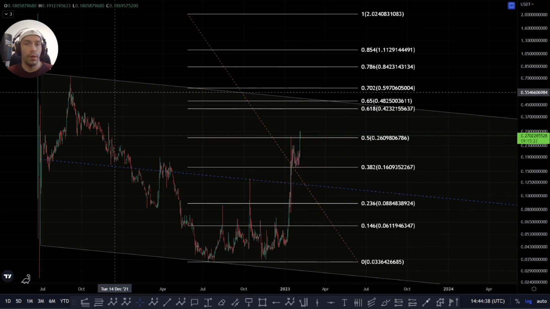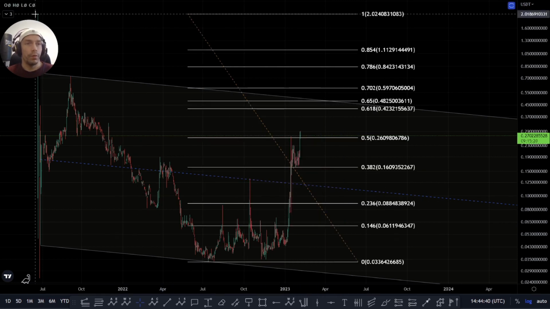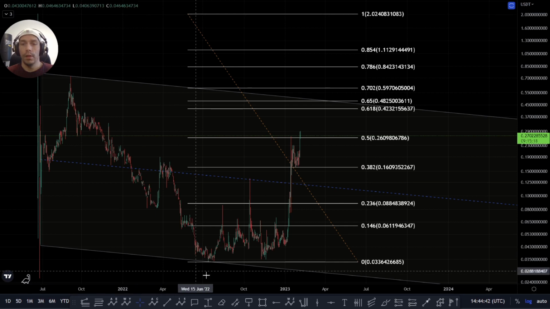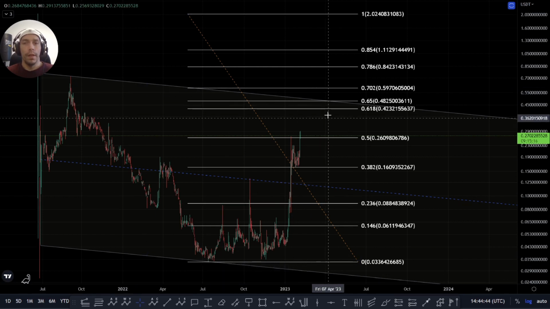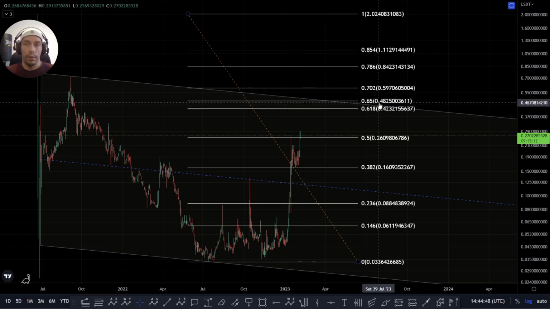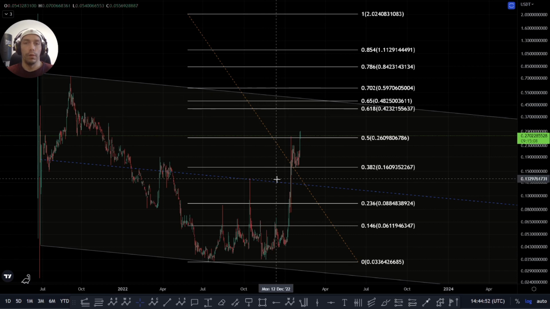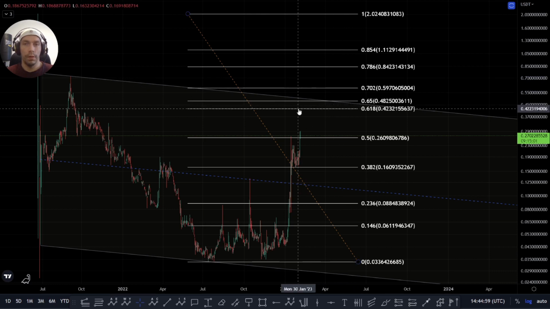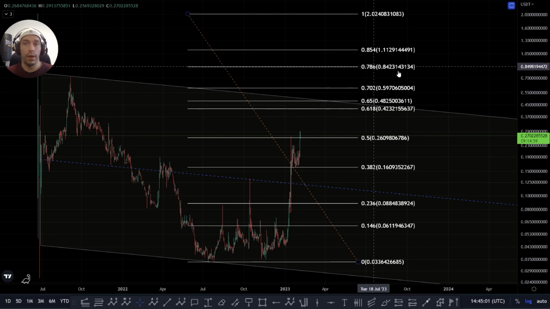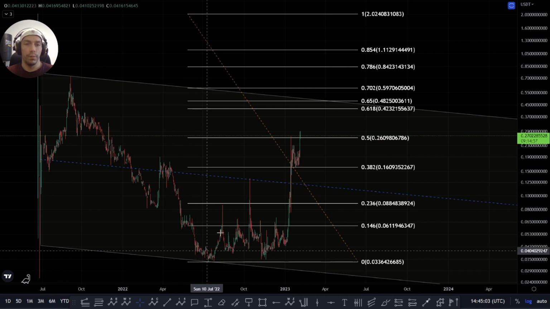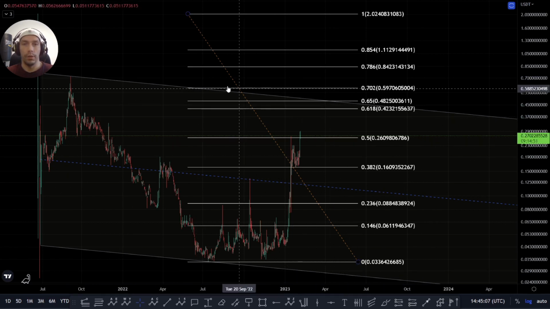If I throw this on here, if we take this move rather from the top end here of the high point and down to this low point, we can see that that golden pocket also sits in this area of this 48.25 to this 42.32 zone. So if we do actually continue to move up here, I'd be interested to see what happens around this zone. If we do get a push up here, it could potentially even move as high as the 786 as a B wave and then still look to continue to the downside. So we need to just be careful with this.